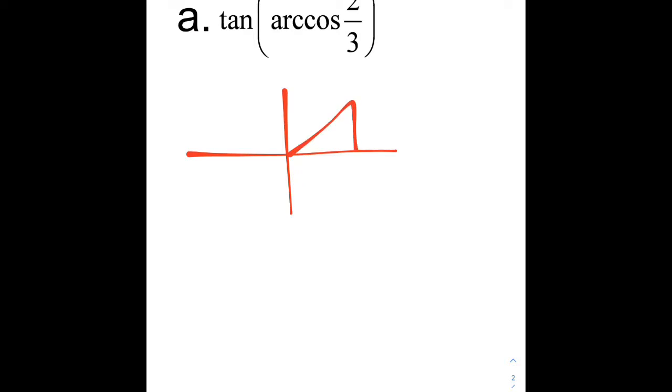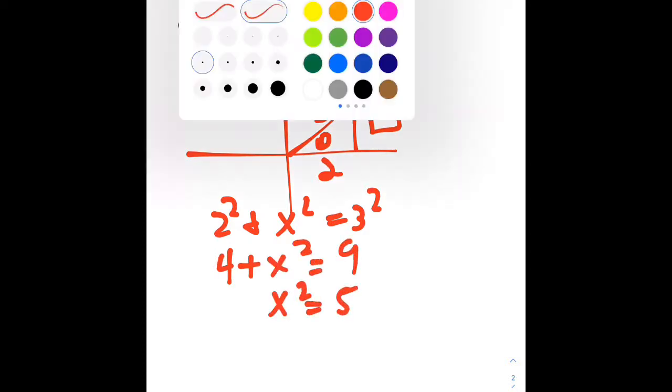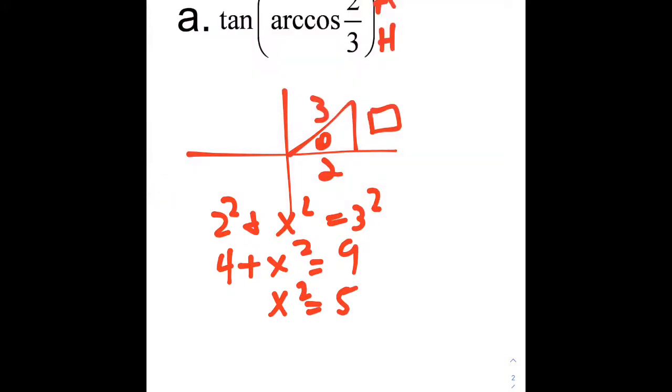If you think about SOHCAHTOA, cosine is adjacent over hypotenuse. So if this is my angle theta, this would be my adjacent, this would be my hypotenuse. So I need to do Pythagorean theorem to find this value. So I have 2 squared plus my unknown squared equals 3 squared. So 4 plus x squared is equal to 9, x squared is equal to 5. So this value is, in its exact value, root 5.